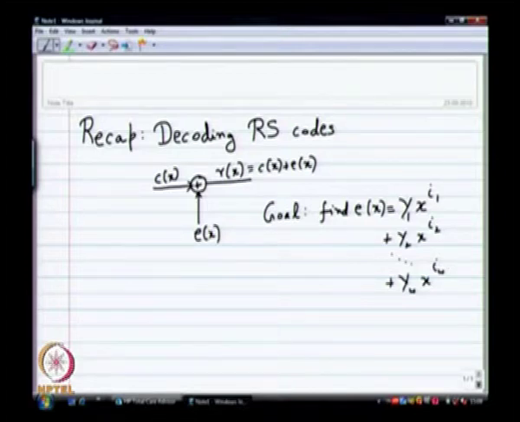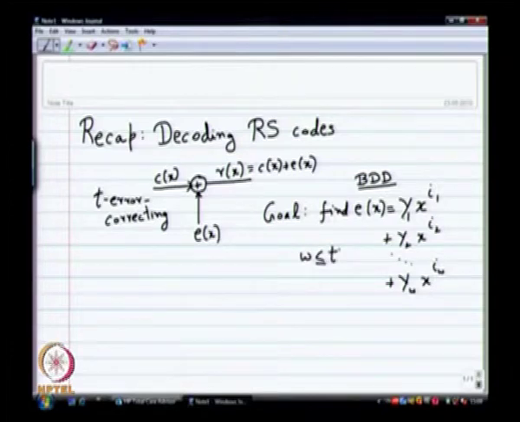Okay. So that is the first simplification, the bounded distance decoder assumption. Okay. So when I say BDD, it is bounded distance decoding. Okay. So you make that assumption, and if your RS code is, let us say, T error correcting, we usually assume that this W is less than or equal to T. Okay. So you have at most T errors. Okay.